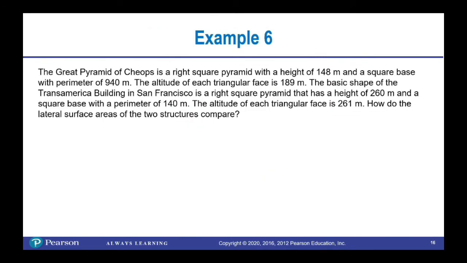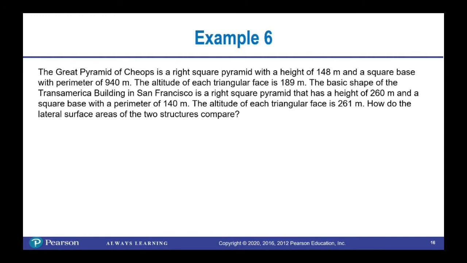Look at example 6. The Great Pyramid is a right square pyramid with a height of 148 meters and a square base with a perimeter of 940 meters. The altitude of each triangular face is 189 meters. That means that the slant height is 189 meters.